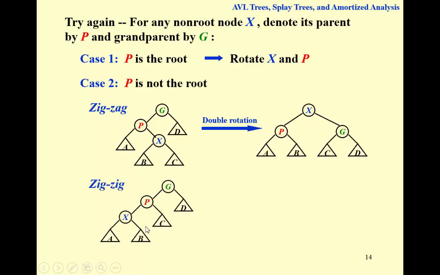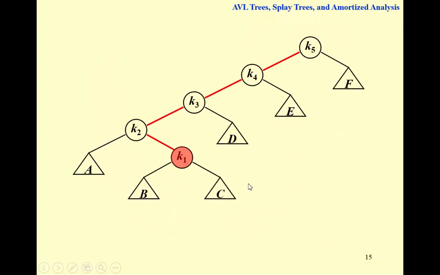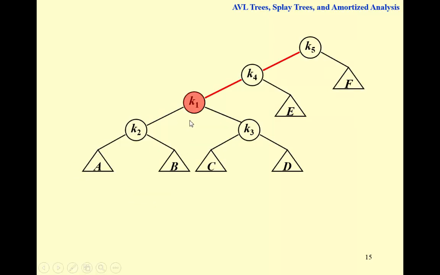And if it is the zig-zig situation, so this is zigzag, this is zig-zig. For the zig-zig situation, we just do a single rotation to move x up to the root. So that'll work. Now let's get back to the previous example. Let's access K1. So the first one is a zigzag situation. And we're supposed to do a double rotation. And that will be the result. And next, it will be a zig-zig situation.